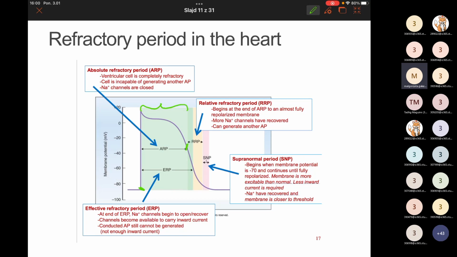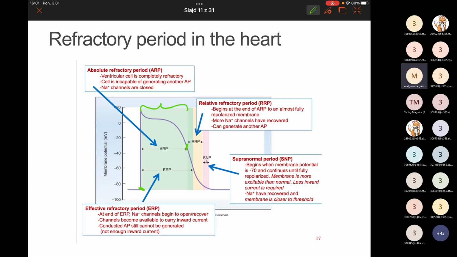Effective refractory period is a bit longer than absolute refractory period, so it overlaps a bit with the relative refractory period. During the effective refractory period, the sodium channels become available to carry sodium current. However, there are too few of the ion channels. That's why the action potential cannot be generated.